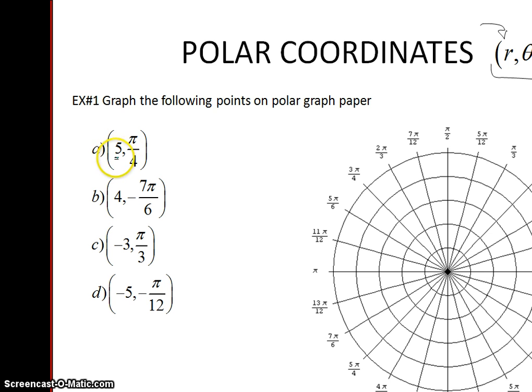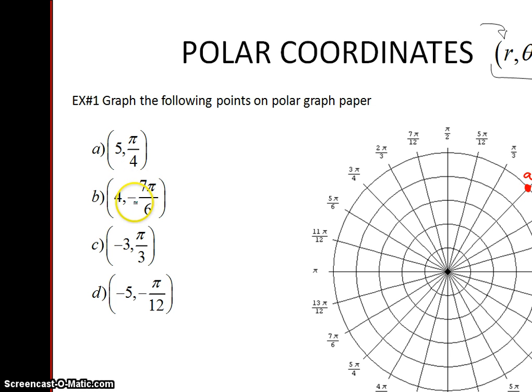The first point is 5 comma pi over 4, so it's going to be a ray or line segment of length 5 at angle pi over 4. We start on the 0, the positive x-axis, and find the angle pi over 4. On the pi over 4 line, we go a length of 5 out. So we count 5 circles out: 1, 2, 3, 4, 5. I'm going to label that point A.